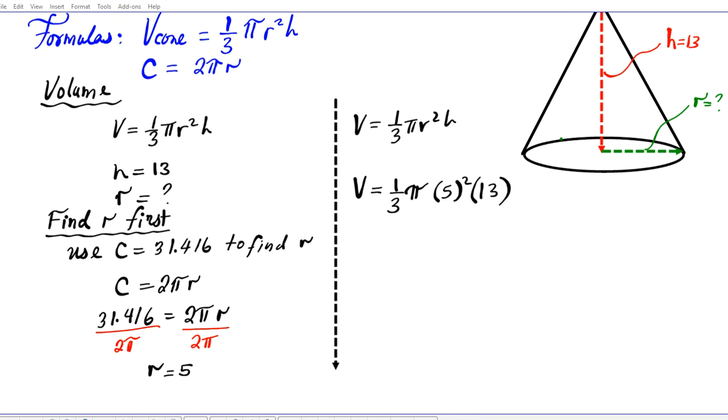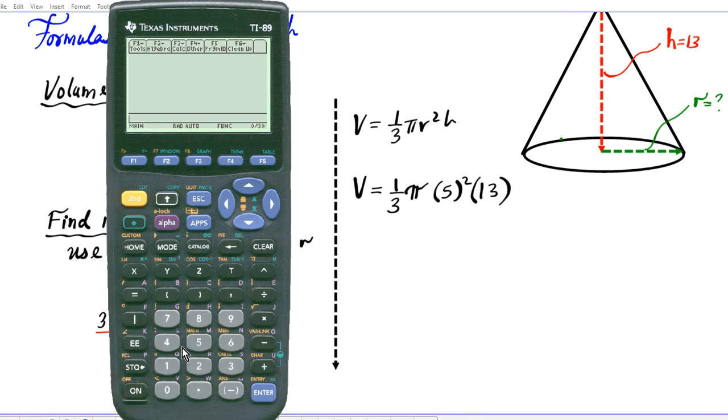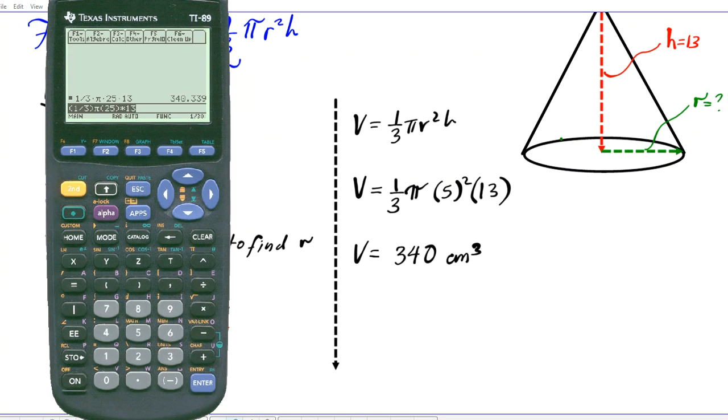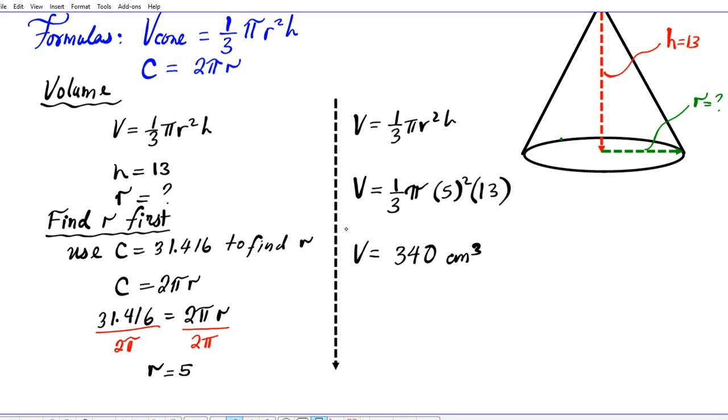Let's just plug this into our calculators and see what we get. I'm having some issues with my other calculator, so I will just use this one. 1 divided by 3 times pi times 5 squared, which is 25, times 13 is an approximate answer, 340 to the nearest cubic centimeter. So V is equal to 340 cubic centimeters. That's how much wax can be used to create that candle that we modeled with the cone.